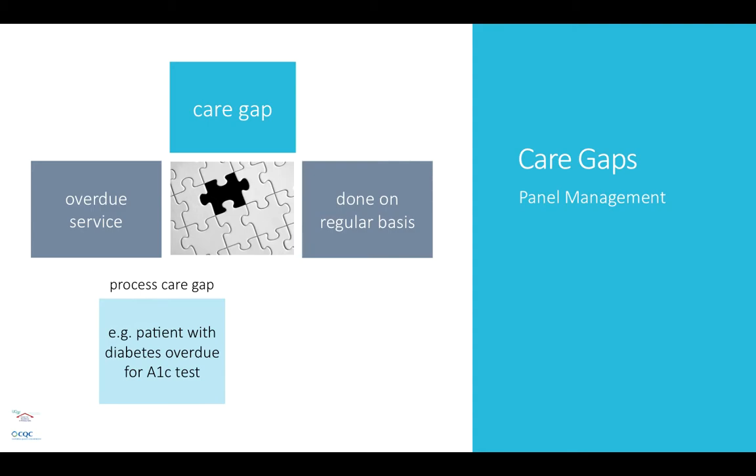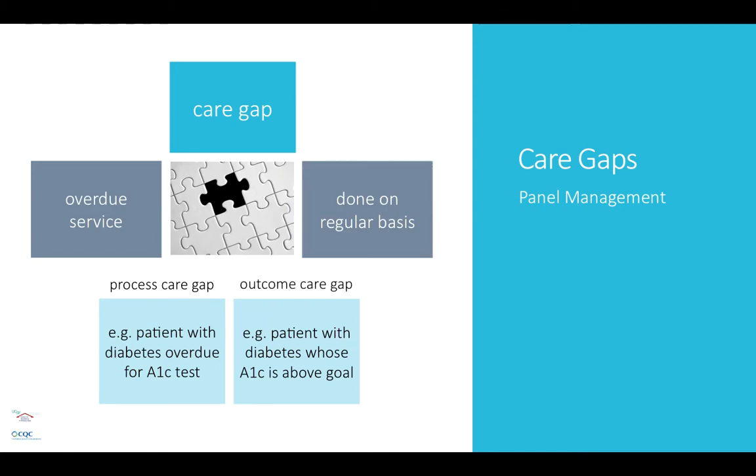A care gap also exists when a patient is above goal for a particular disease. For example, if a patient's goal for diabetes control is an A1C of 7 or below, a care gap exists if the most recent HbA1c is greater than 7. This is an outcome care gap. Outcome care gaps are harder to close. It requires the patient making healthy lifestyle choices and taking medications.